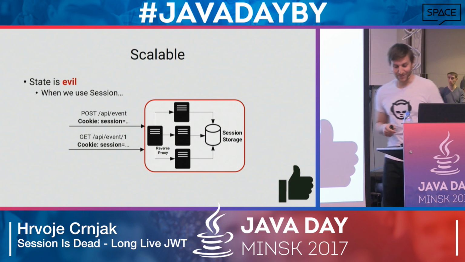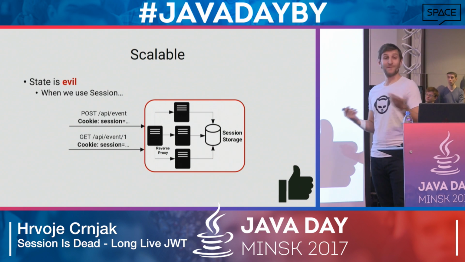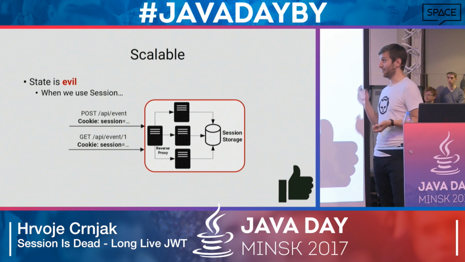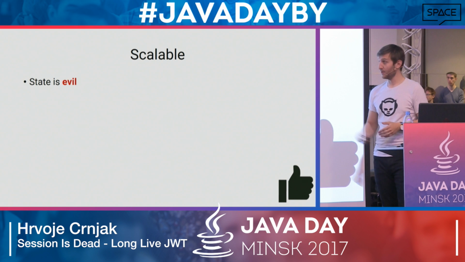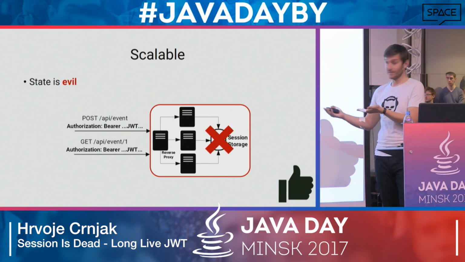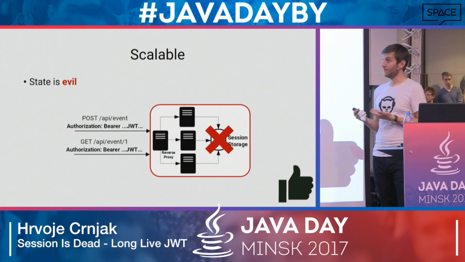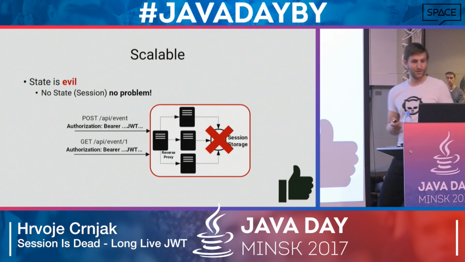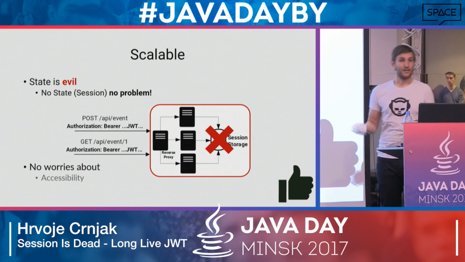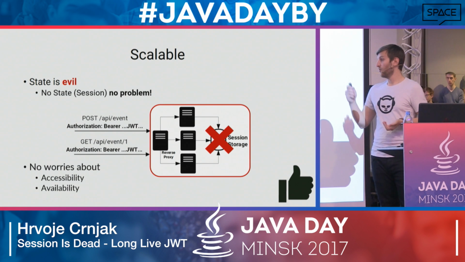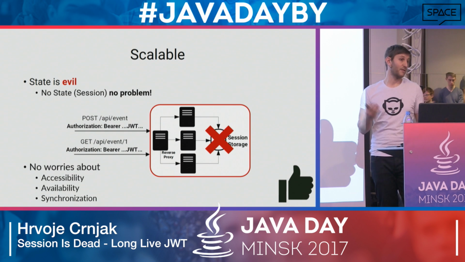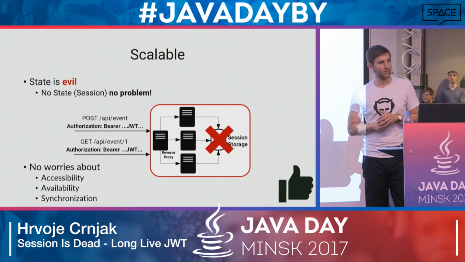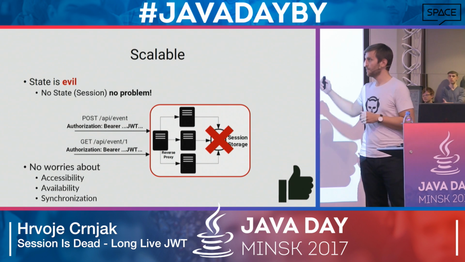It's not really a solution. More of a trade-off, right? Sorry, I forgot the word. Okay, but if we're using JSON Web Tokens, then we have no problem, right? Because we have no state, we have no problem. So no state, no problem. Which means that we don't have to worry about accessibility or availability or synchronization, at least when it comes to user information storage.